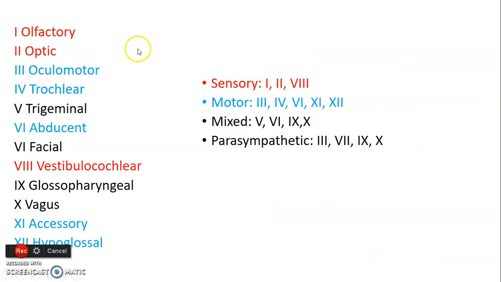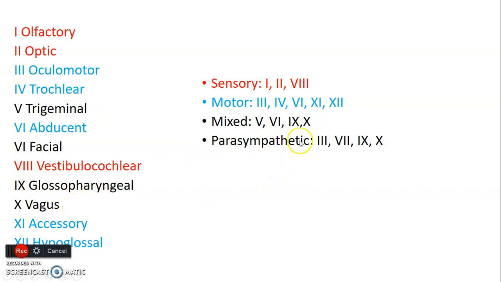So out of the 12 cranial nerves, which ones carry only sensory information? Cranial nerve 1, 2, and 8. Which ones carry only motor information? Cranial nerves 3, 4, 11, and 12. They're purely motor. But we have some nerves that are mixed sensory and motor. So that's like trigeminal, facial, glossopharyngeal, and vagus.